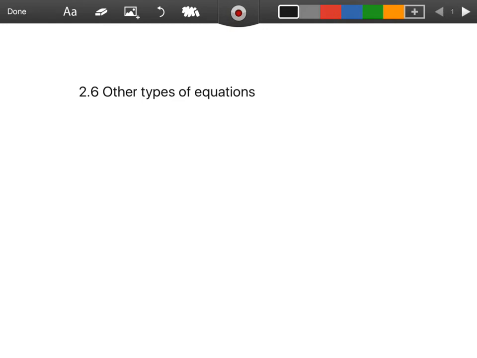Okay, on 2.6, we're going to do solving other types of equations that will lead to using quadratic things that we've already talked about. So let's look at our first one. Now this is something that we have seen before, and when we solve it, we'll solve it like we've done before.